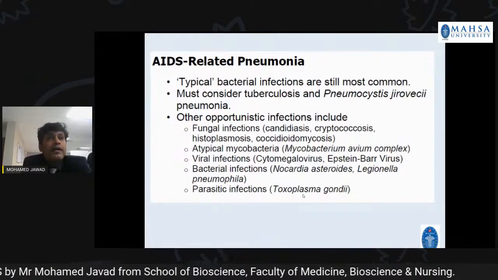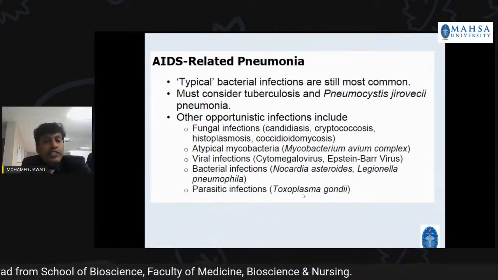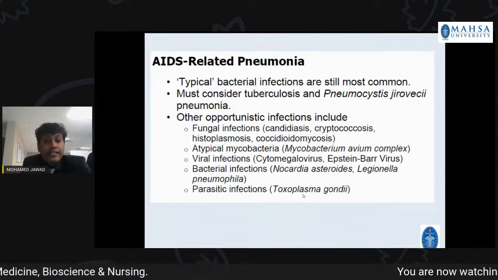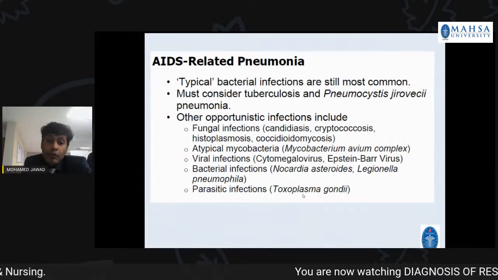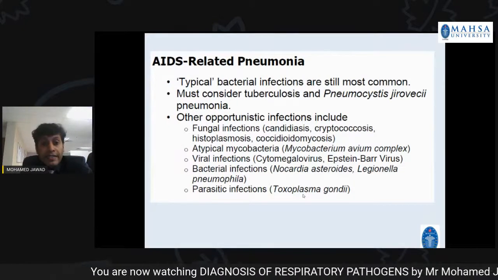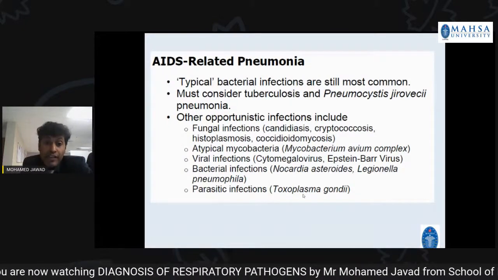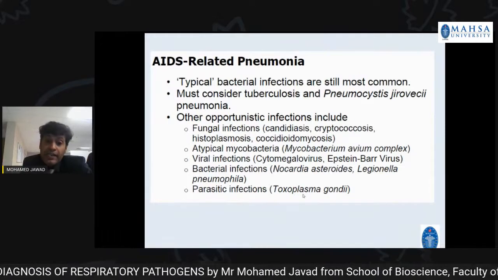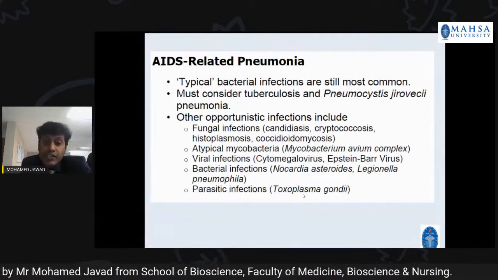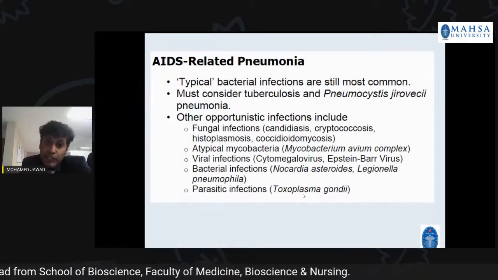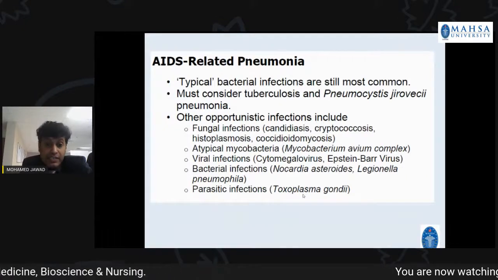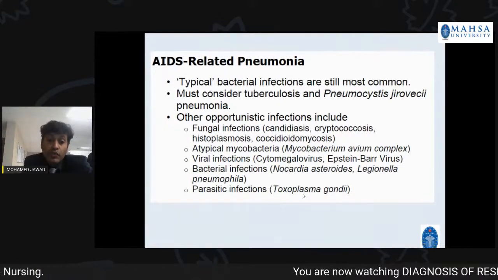The most commonly seen infections are opportunistic infections, including fungal infections such as candidiasis, cryptococcosis, mainly cryptococcosis, histoplasmosis, and coccidioidomycosis, which enter through inhalation. The mode of transmission for these fungal infections is mainly inhalation. Through inhalation, it will reach the lungs. From there, it will disseminate to various organs. The fungal infections are very dangerous, actually. They take a long time to cure.